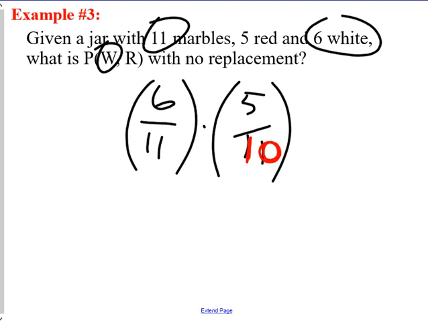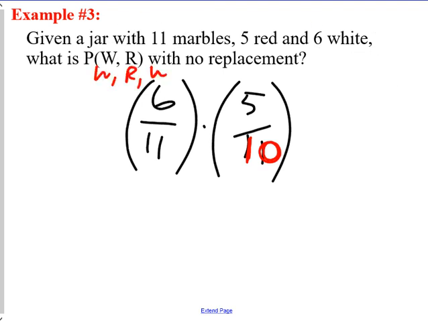Because you didn't replace the first marble, so there wasn't 11 anymore. Does that make sense to you? All right. So when they don't replace the marble, it makes it more complicated. You've got to think about how many marbles are left. What if I added a third one to that, which makes it more interesting yet. I have a 3 marble combo: white, red, and then another white. What's the probability of that? Would you please add that third fraction in. It's even more complicated because the top part has to change too.